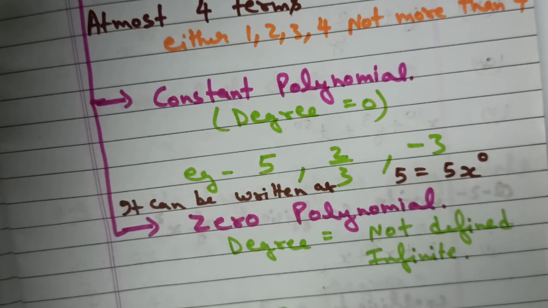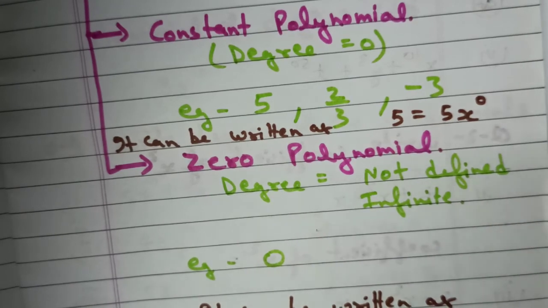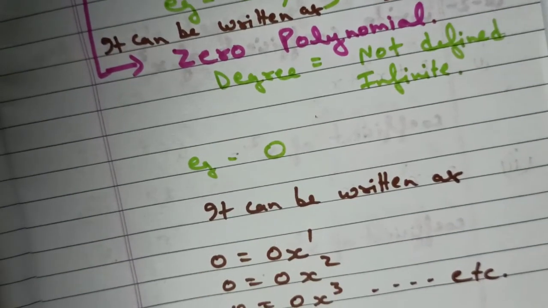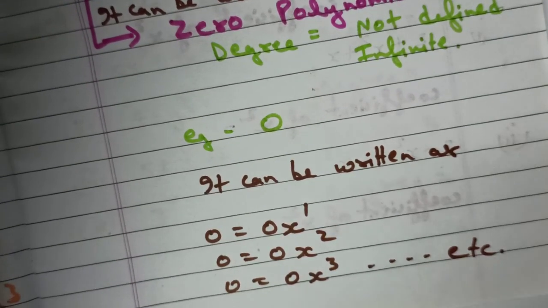Zero polynomial. A zero polynomial is a polynomial whose degree is not defined. Like 0 is an example of the zero polynomial. 0 can be written as 0x power 1, 0x power 2, 0x power 3 and so on. So we can have any value for the power of the variable x, and that's why we cannot define the power of the variable x. So in this case we say that the degree of a zero polynomial is not defined, or that the degree is infinite.